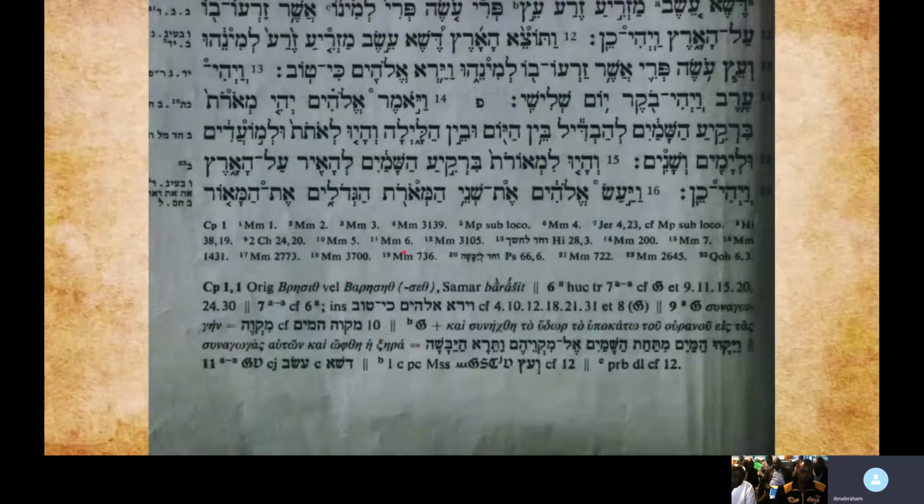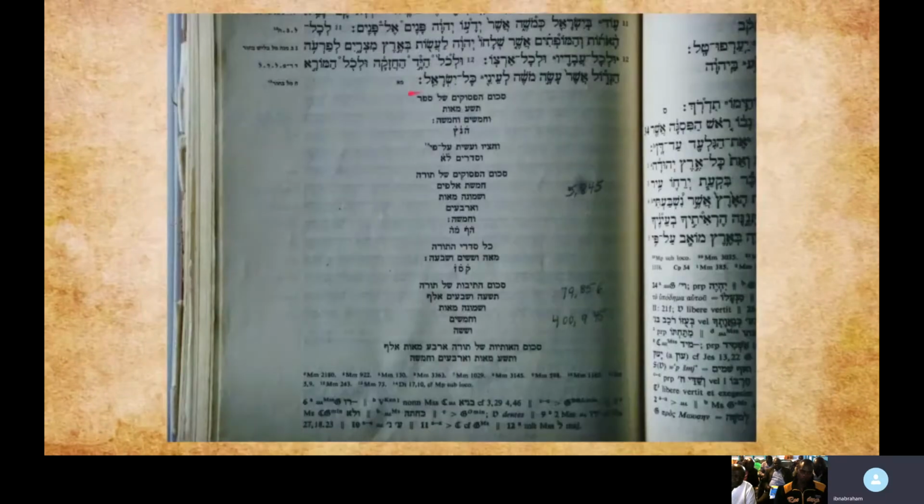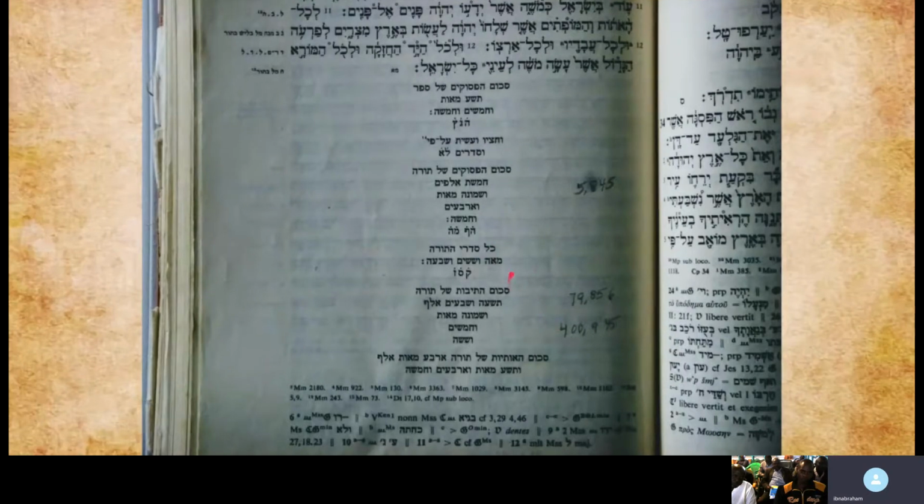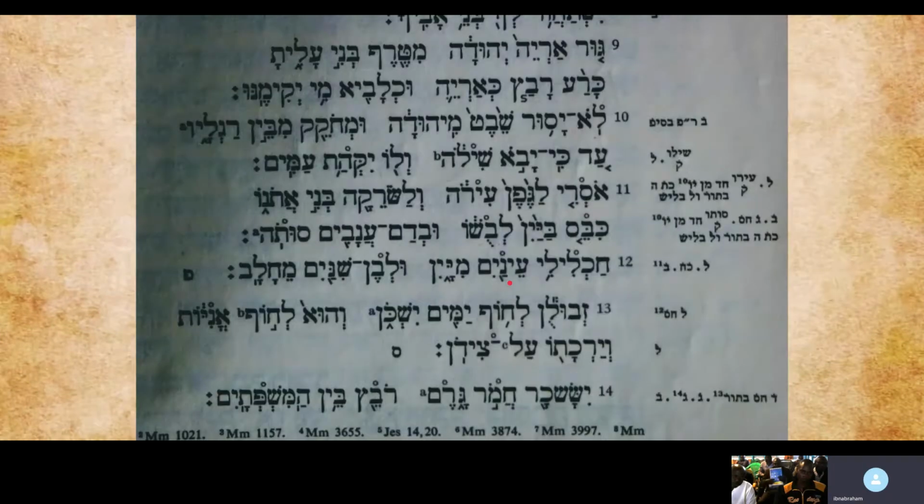At the end of all of the Pentateuch, you have a similar thing that talks about all of the passages of the Pentateuch and where the middle passage in the Pentateuch is. So we've got 5,845 to all these different numbers. They counted them very carefully.